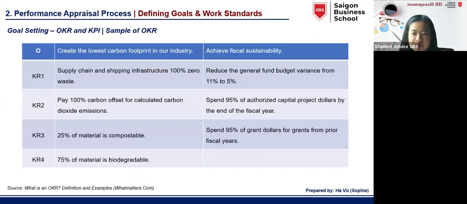So for your reference, there are some illustrations of how to write an OKR in practice, with objectives such as create the lowest carbon footprint in the industry and achieve fiscal sustainability. Related key results are presented accordingly and respectively. So you can refer to it at home for your reference.